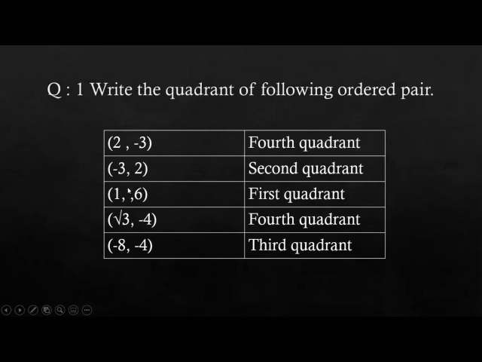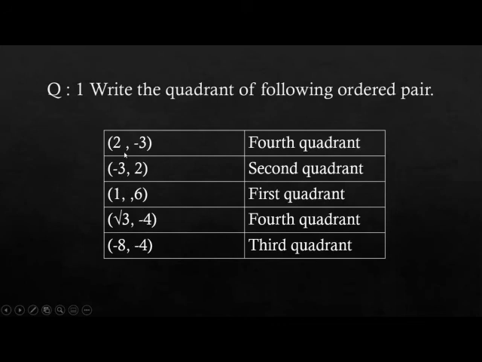For example, there are some ordered pairs. The first ordered pair is 2 and minus 3. So 2 is positive but 3 is minus. The first component in an ordered pair belongs to the x-axis, and the second component belongs to the y-axis. So all the first components, 2, minus 3, 1, root 3 and minus 8, belong to the x-axis, but minus 3, 2, 6, minus 4 and minus 4 belong to the y-axis.